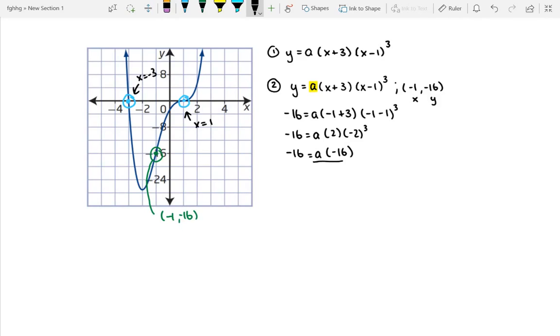So I'm going to divide both sides by -16. That's going to give me a equals 1. So my a value for this polynomial function is just 1 here. So my third step is going to be writing out my equation. It's going to be y equals x plus 3, x minus 1 cubed. We don't write the 1 in the front here just because it's assumed that it's a 1 there.